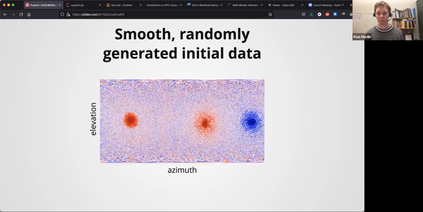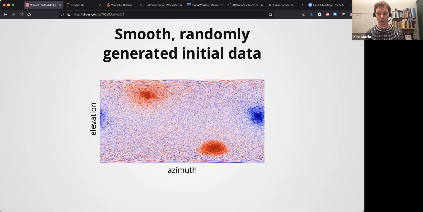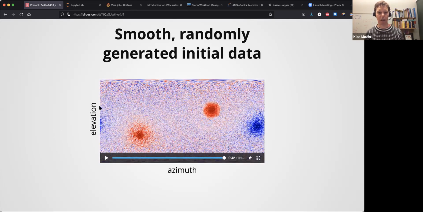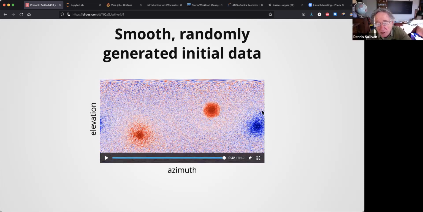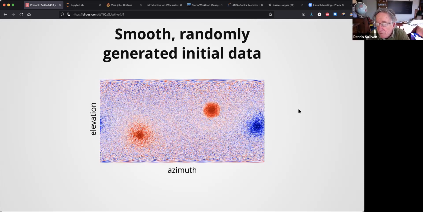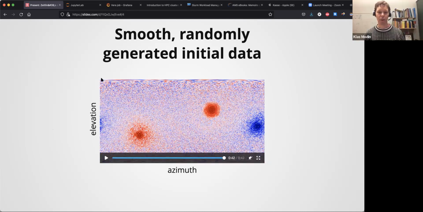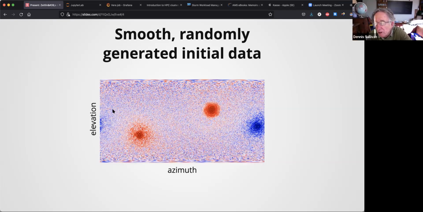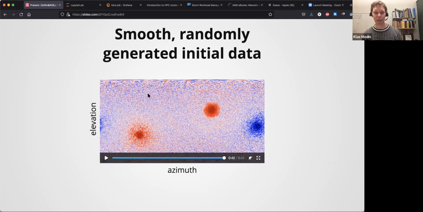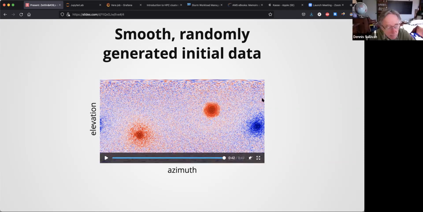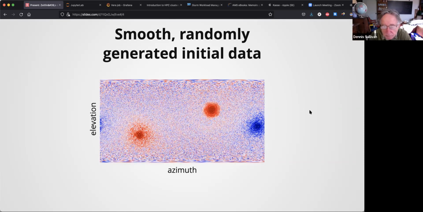And be careful now, how many blobs do we have? If you count them, we have 2 red ones, these are the positive ones, and then 1 blue one. So it's periodic in this direction. You identify the upper and lower sides, so now this is the North Pole, so this whole line is 1 point. This is the South Pole down here. But this side is identified with this side, of course.